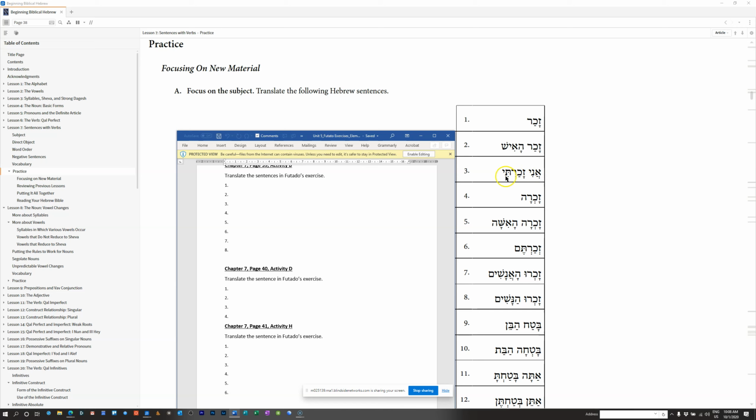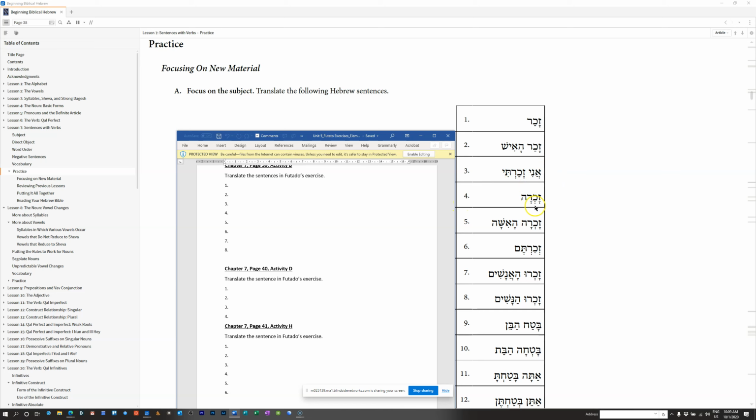So this would be something like I remembered if you're in a conversation where maybe you're arguing with your friend over who remembered to do something, and he says, hey, I remembered to take out the trash or whatever. And you say, no, I remembered. That's when you would have that ani, and it would be fronted like this. So this is sort of in an emphatic position here. Ani zacharti. So that would just be I remembered.